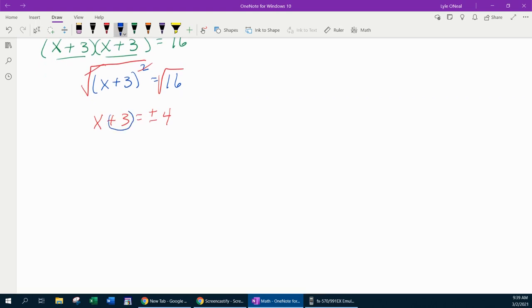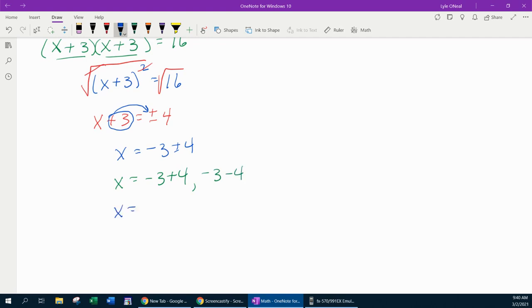Next, we're going to move the positive 3 over. We're going to dump it right in front of the plus and minus. So that'll become negative 3 plus or minus 4. And the last step is to do the plus and the minus separately. So we're going to do negative 3 plus 4, and then we're going to do negative 3 minus 4.